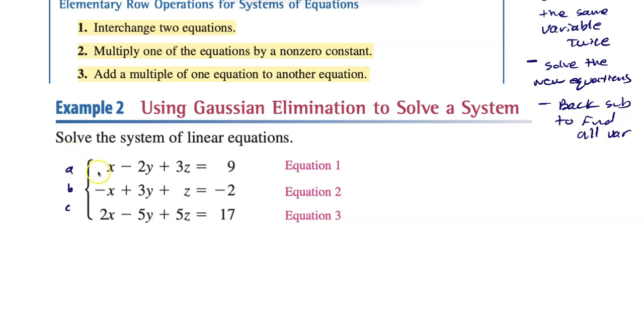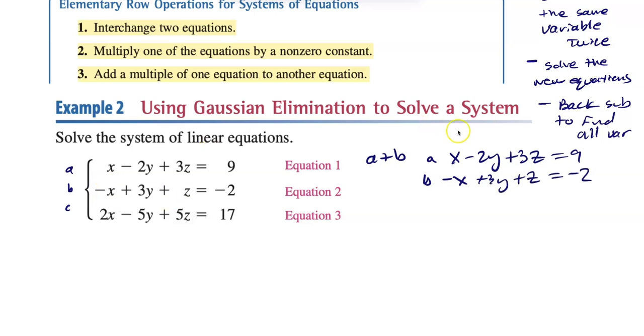So like here, they're calling out to us to eliminate the x's, right? So what we're going to do is this. I'm going to add row A and B, because I know when I add them, their x's are going to cancel out. So I have x minus 2y plus 3z equals 9. That's my row A. My row B is negative x plus 3y plus z equals negative 2.